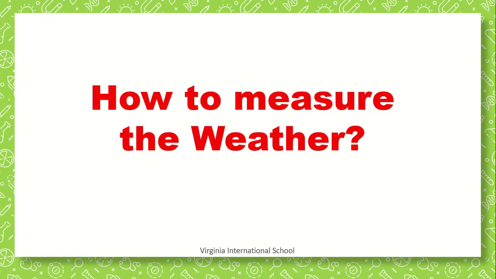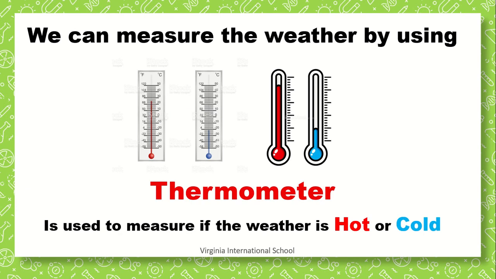Today we're going to learn how to measure the weather. We can measure the weather by using a thermometer. It's used to measure if the weather is hot or cold. When it's really high and it's in the red zone, it's hot. It means that the weather is really hot, when it reaches a high point.